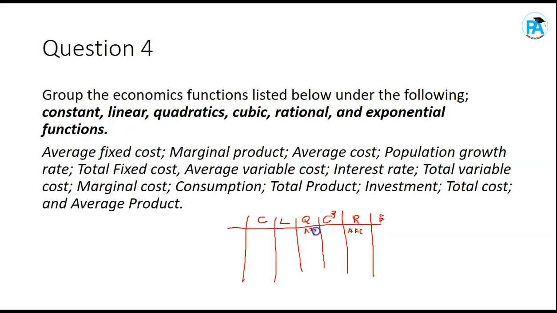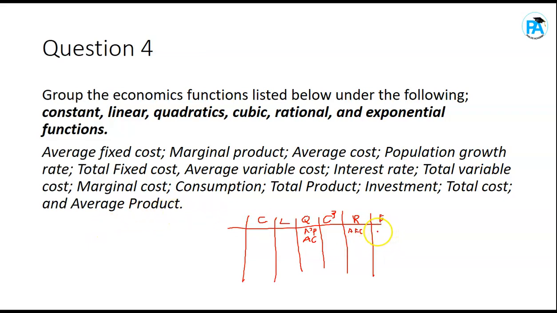MP is quadratic. Then average cost. Average cost is also quadratic. Okay, so AC, average cost, is also what? Quadratic.